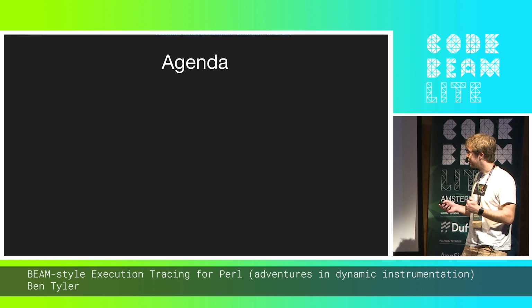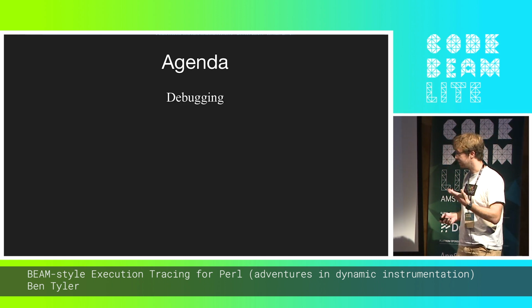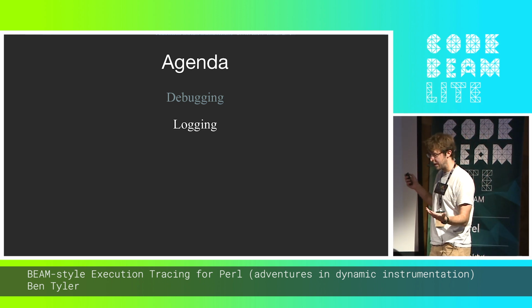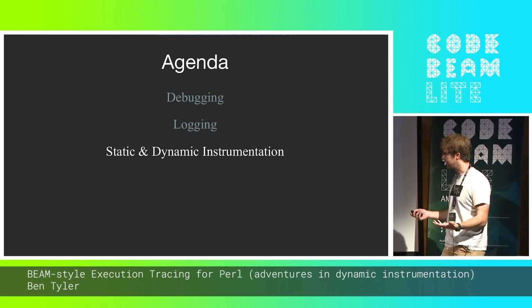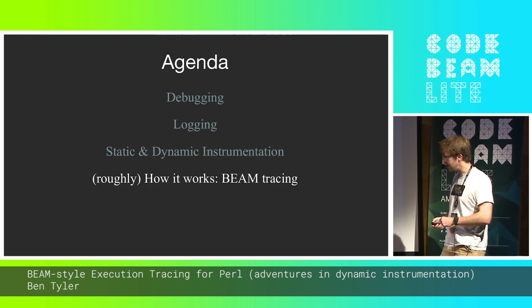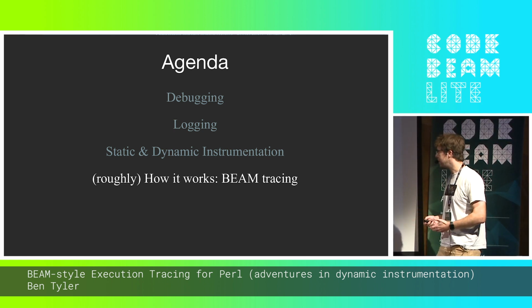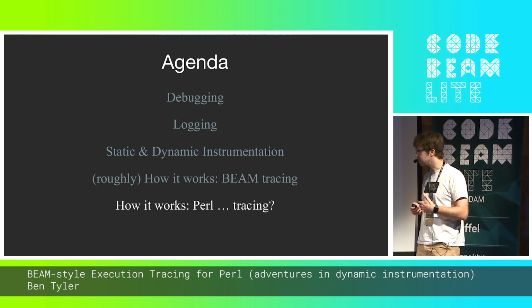So, rough agenda. Talk about debugging in general. Why is dynamic instrumentation kind of interesting? Talk about how logging is usually the way we handle a lot of our debugging telemetry. Kind of how does our instrumentation break down into static and dynamic? And then kind of as much detail as I can cram into a few minutes about how Beam tracing works under the hood. And then a bit about how tracing works in Perl.